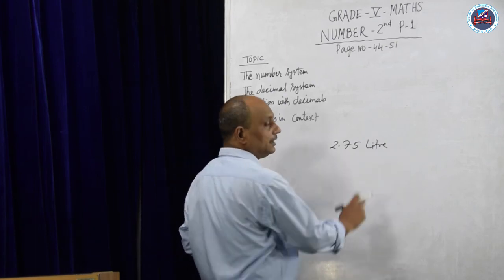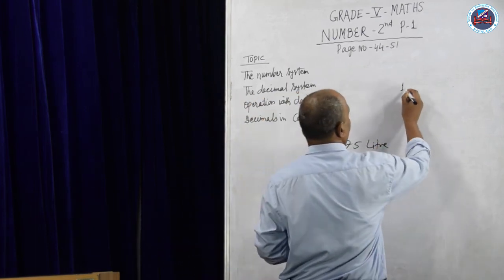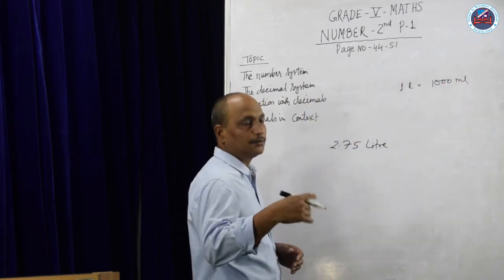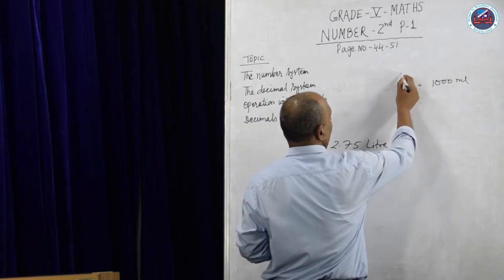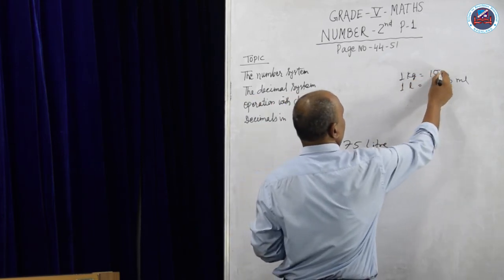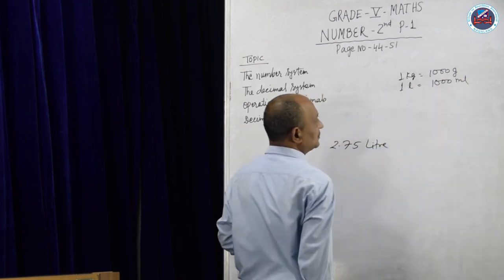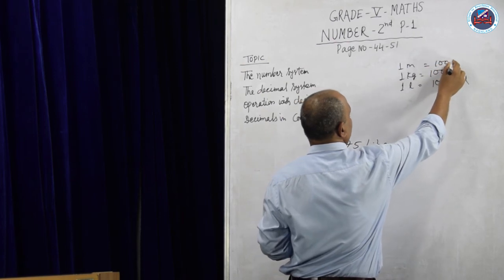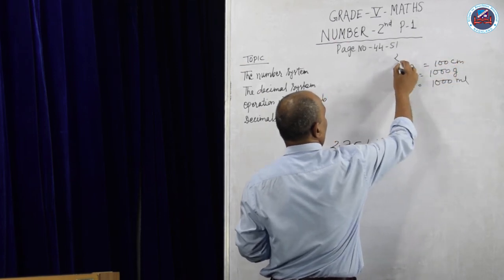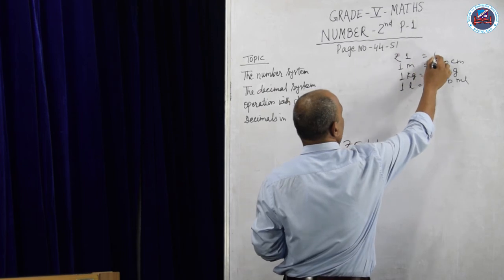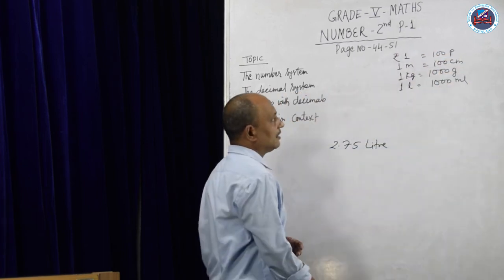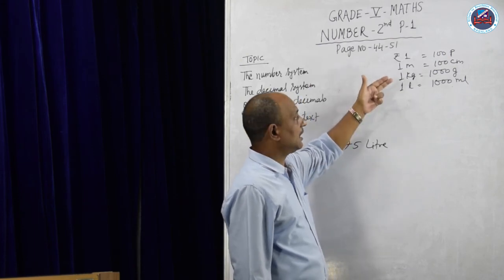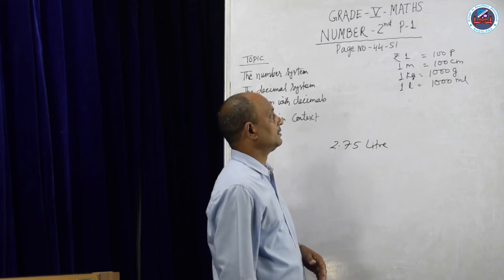So liter and milliliter. In 1 liter, how many milliliters? 1000 milliliters. Let us go for another measurement. 1 kg equal to how many? 1000 gram. Then 1 meter equal to 100 centimeter. 1 rupee equal to 100 paise. 1 meter is equal to 100 centimeter, 1 kg is equal to 1000 gram, 1 liter is equal to 1000 milliliter.